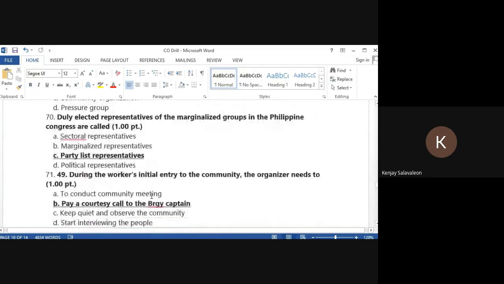Number 70. Duly elected representatives of the marginalized groups in the Philippine Congress are called party list representatives. Who among you agrees to abolish the party list system? Me, sir. So that it becomes two-way, like in the US. Anyway, but the party list system has also brought many positives. For example, the SSS and the minimum wage. Usually these are efforts passed by the Congress through the effort of the party list system. There are pros and cons. Anyway, that is a personal view.